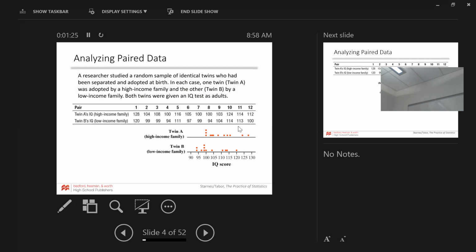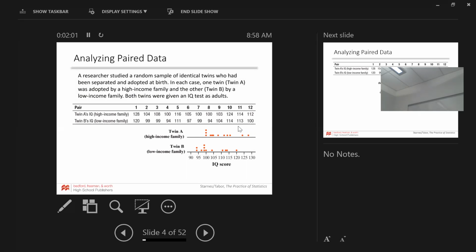Now there's 12 twins, numbered 1 to 12, and the A twin went to the high income family and the B twin went to the low income family. Are we good? So in order for this to be a matched pair, the sample sizes have to be the same. But converse error: if the sample sizes are the same, that doesn't guarantee it's a matched pair. You have to read the problem.